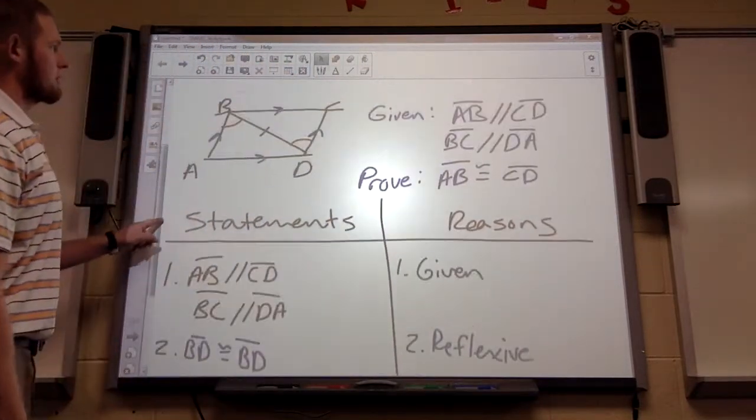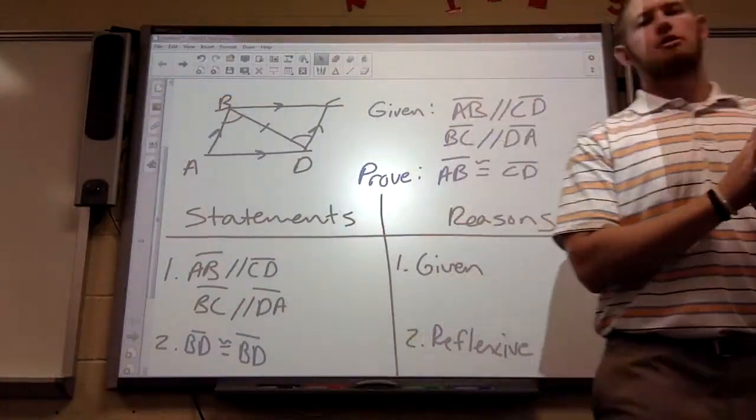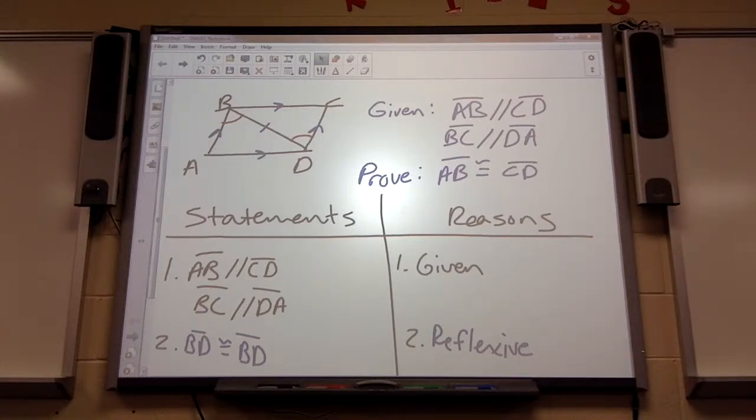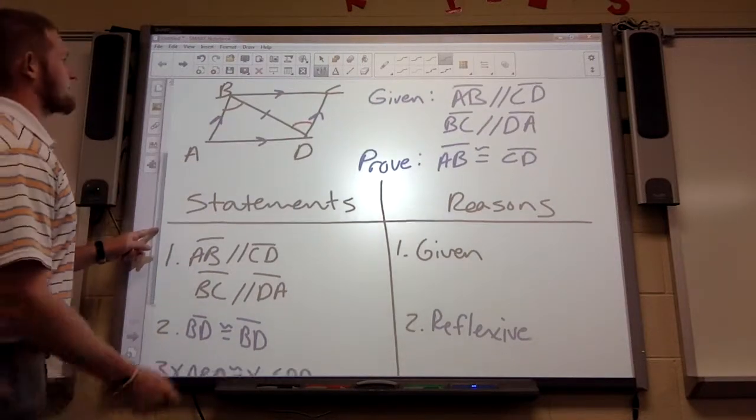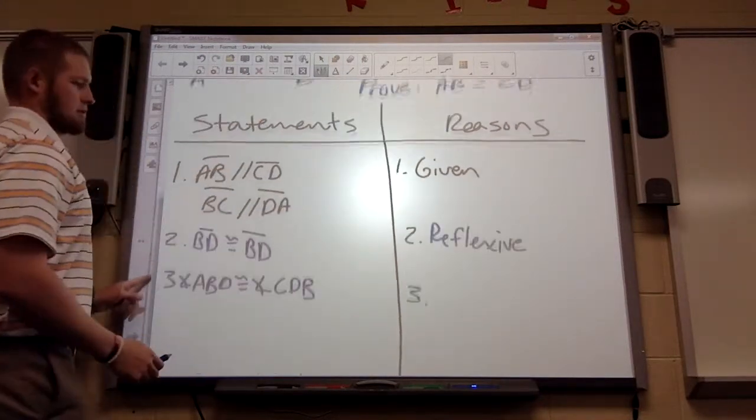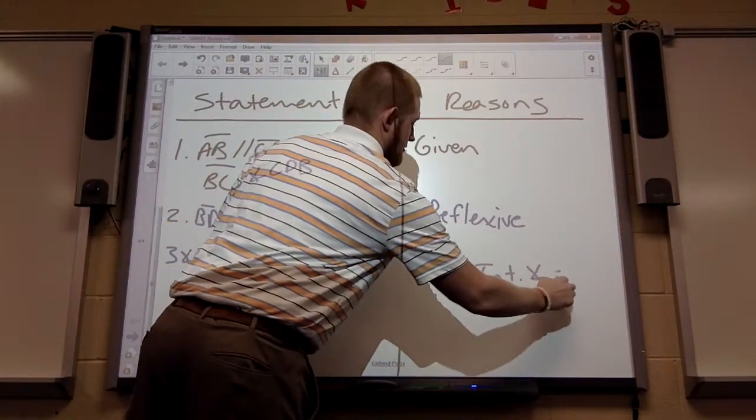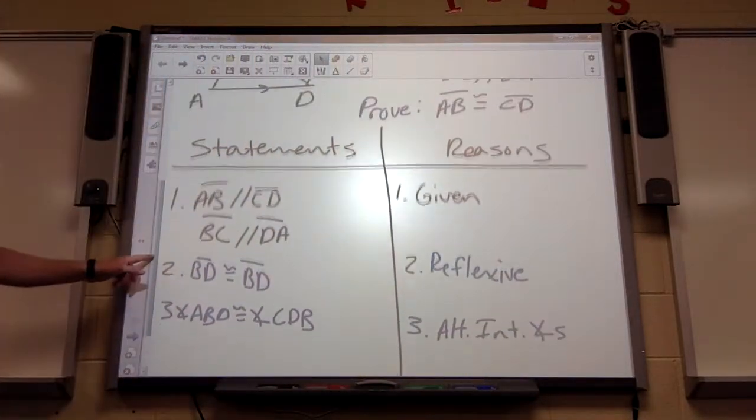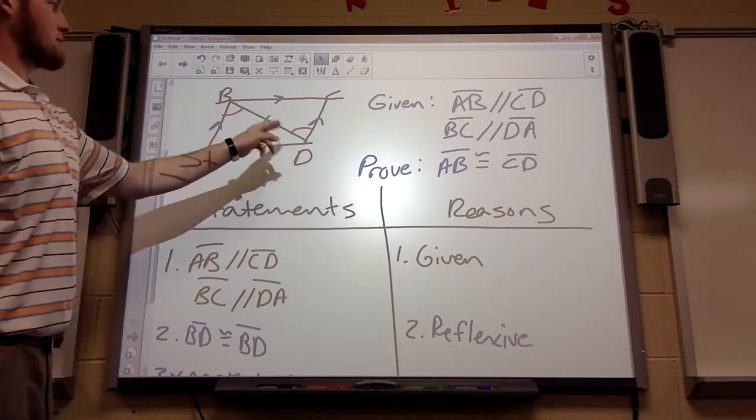When you can tell me why ABD is congruent to CDB, raise your hand. If you cannot, you need to talk to your partner and try to figure this out. Why is ABD congruent to CDB? Hopefully we all came up with the fact that we have alternate interior angles. Okay, so our reason is because they are alternate interior angles.